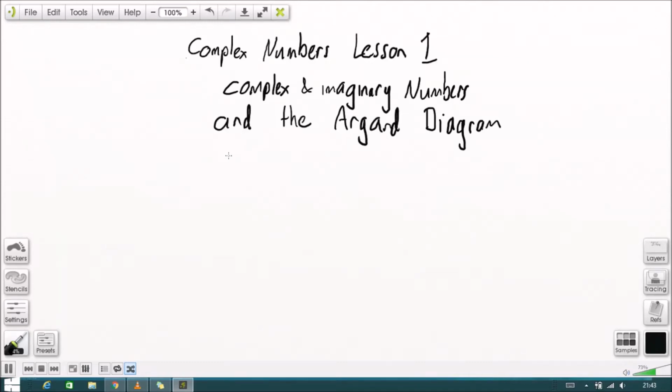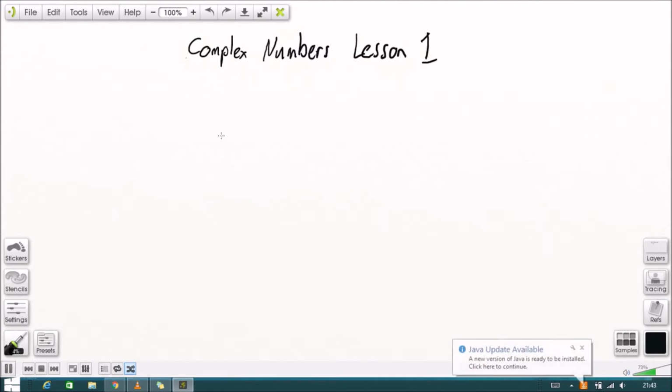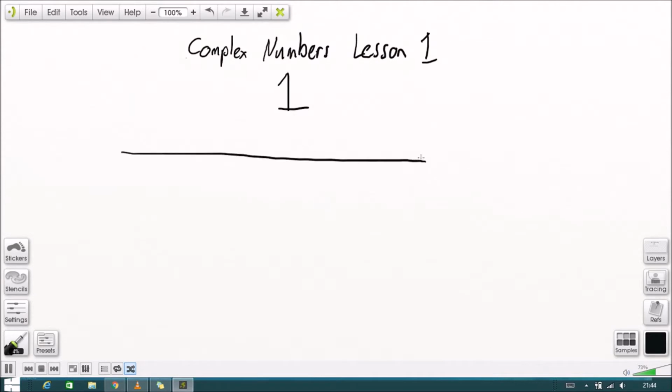Okay, welcome to the first lesson on complex numbers. We're going to be looking at complex numbers, what they are, imaginary numbers, what they are, and an Argand diagram. We'll see what that's all about. So the number one, we'll start here.